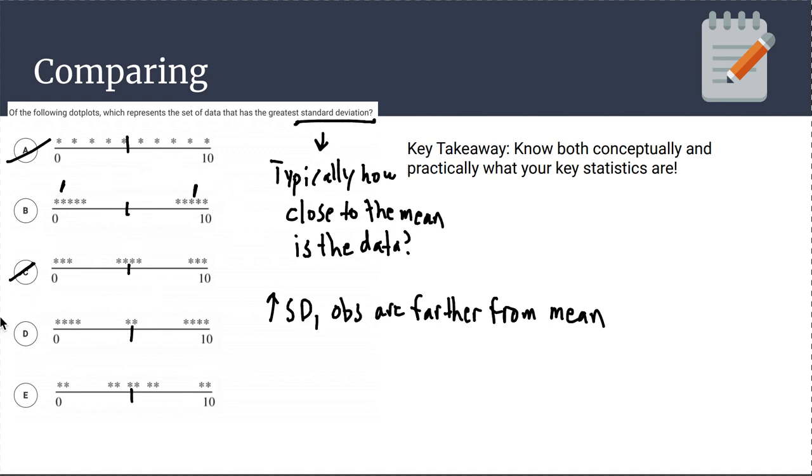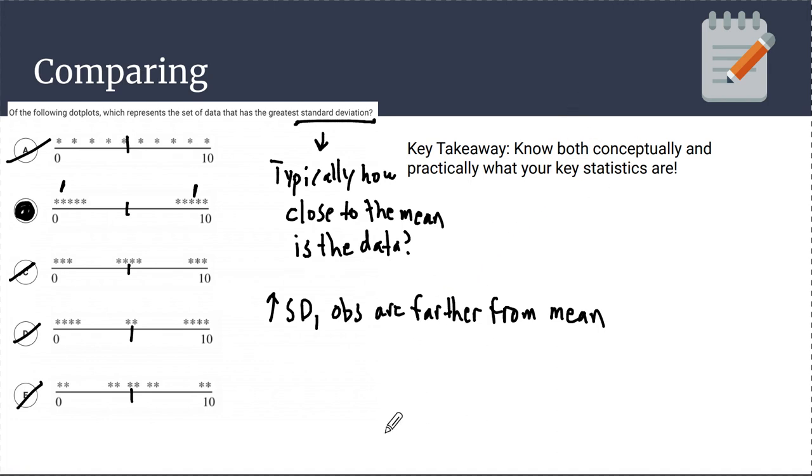D still has some points near the mean, so B is still going to have a larger standard deviation because it doesn't have any points near the mean. And E still has some points near the mean, so it's not going to have a larger standard deviation than over here. Notice here, B then is our answer because the values are typically farthest away from the mean. The mean's here in the middle, it's a balancing point, but the data's really clumped farther out on the edges, so it has the greatest standard deviation.